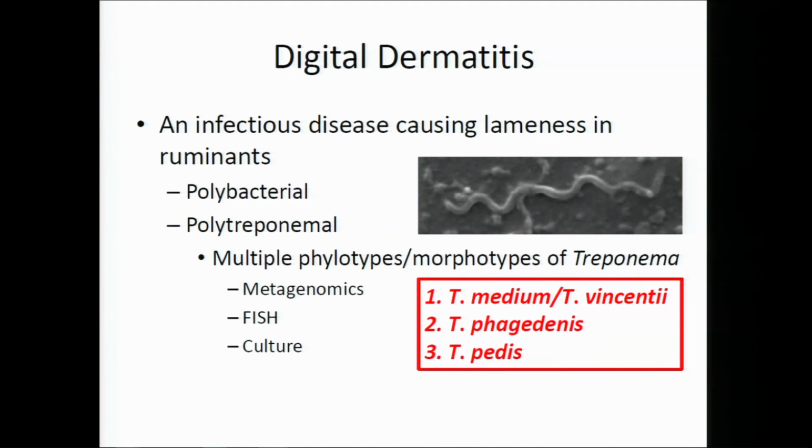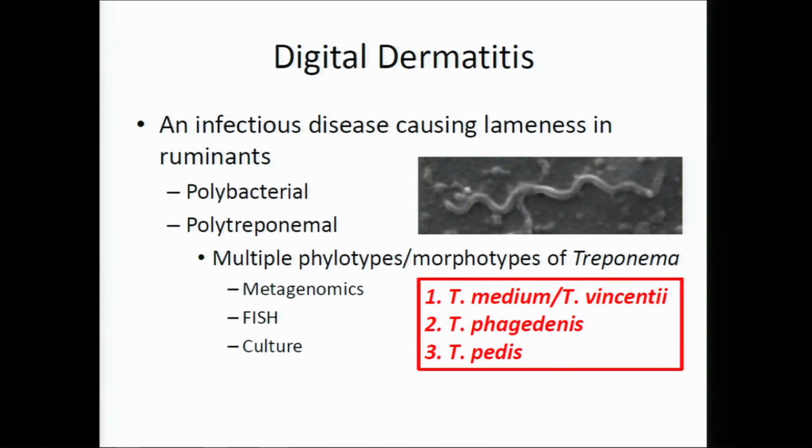More specifically, we have identified spirochetes. This is a transmission electron micrograph of one of those spirochetes associated with a lesion from a case of digital dermatitis. And we see multiple different species, multiple phylotypes and morphotypes of pathogenic treponemes. We know this through various techniques, including high throughput deep sequencing, metagenomics, fluorescent in situ hybridization using very specific probes, and through culture. The difference is when we try to culture these treponemes, we're really limited in the number we get back compared to the numbers we know are present through the sequencing techniques.